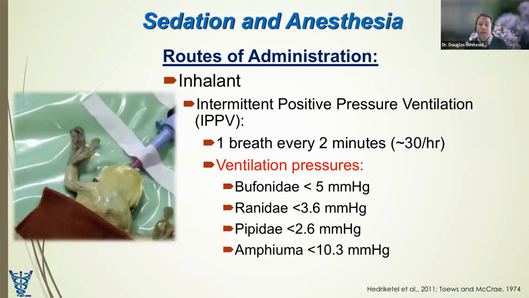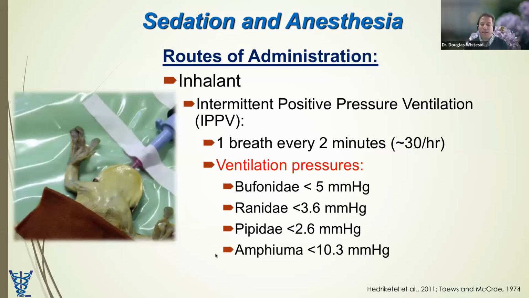The big thing is the ventilation pressures compared to some of the other species that we deal with. As you can see, there's tremendous variation depending on whether it's a much more terrestrial amphibian or a water-based or semi-aquatic amphibian. In some of our toad species, the Bufonidae, the ventilation pressure is less than 5 millimeters of mercury. In our Ranidae species, so things like leopard frogs and bullfrogs, less than 3.6. And in some of our very aquatic frogs, the Pipidae, less than 2.6 millimeters of mercury.